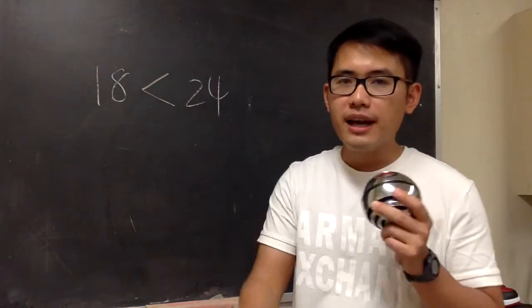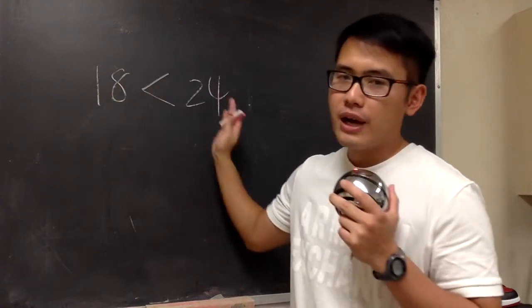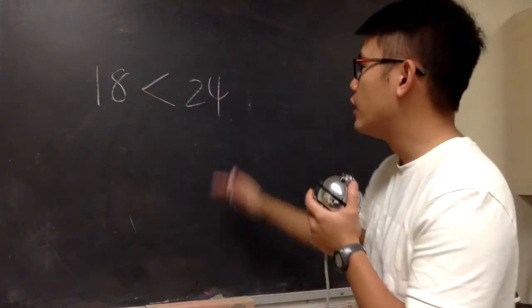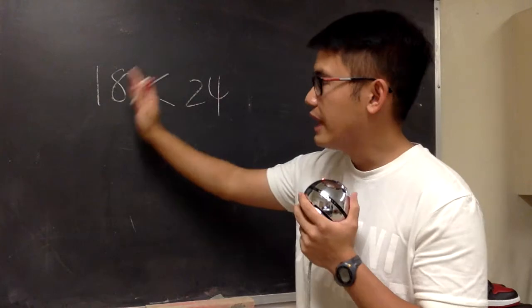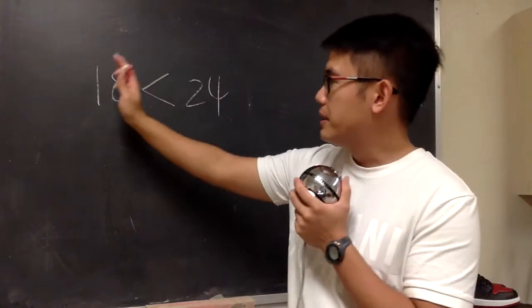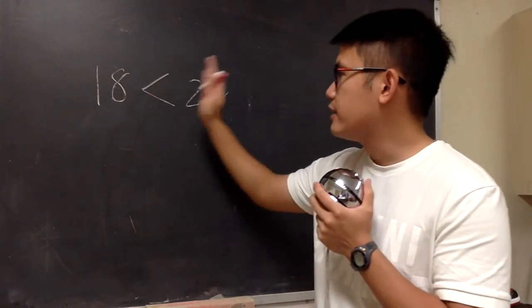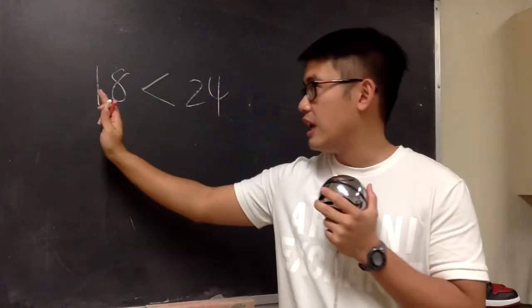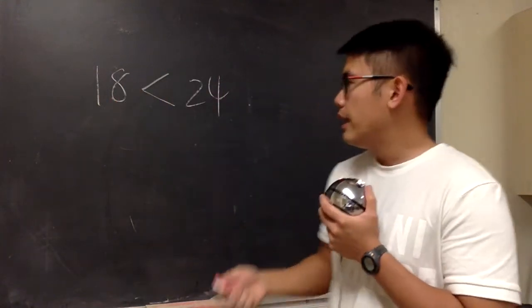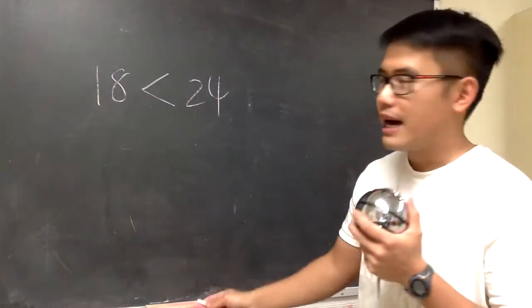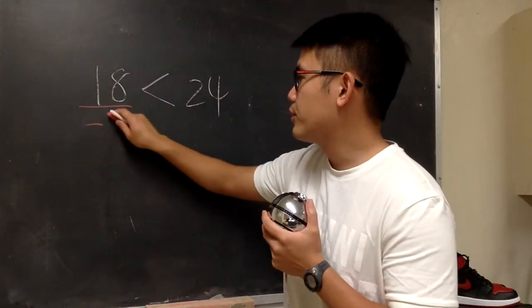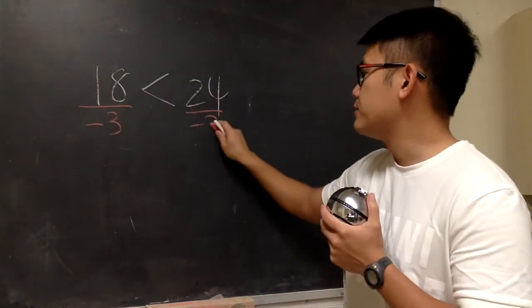And let me suggest you always read this from left to right, even though it's not wrong to say 24 is bigger than 18. But seriously, be consistent. 18 is less than 24. Read this from left to right. And now I'm just going to divide both sides by a negative number. Let's say I'm going to divide both sides by -3.